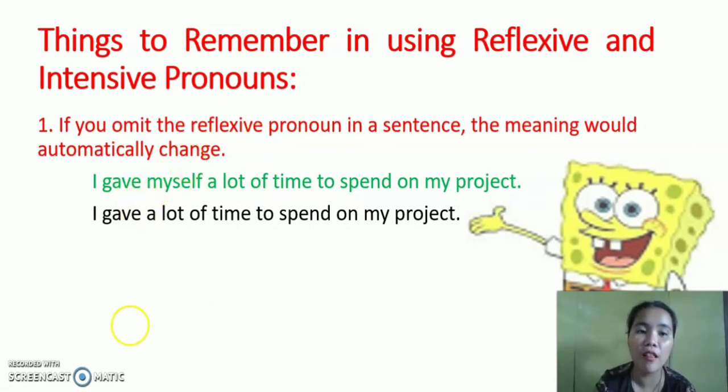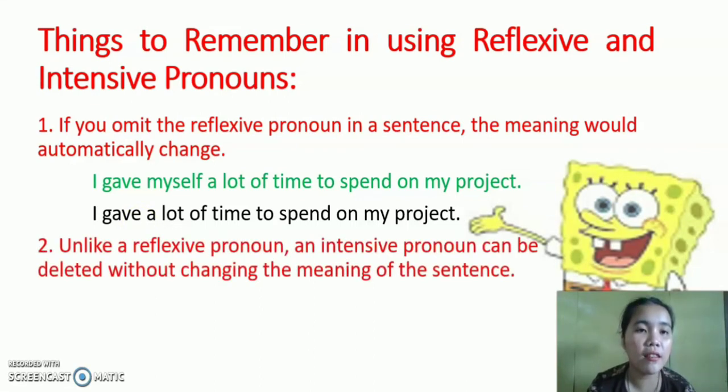Whereas here in the second sentence, I gave a lot of time to spend on my project. So the object here would be on your project. So ang imong lihok kay maadto na nun sa project imbis nga parehari sa number 1 nga I gave myself, imbis mabalik unta nimo. Okay? Mo bounce back unta sa subject sa kaning I. Nawagtang na noon. So, nausab ang meaning sa sentence if imong wagtangon ang reflexive pronoun. Remember that, class.